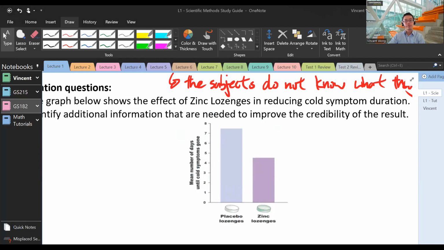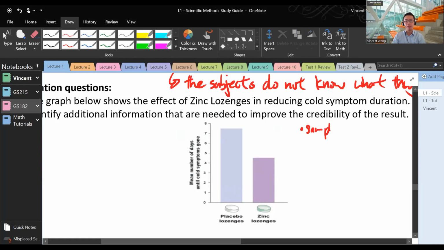What was the sample size? Exactly, sample size, that's a good one. How many people were involved in this study? Is it just everyone in the company? Is it just 4 or 5 people, 10 people, 100 people? How big is it?